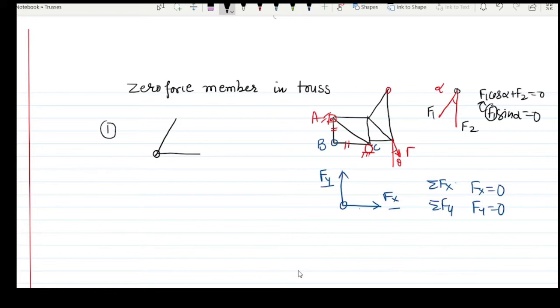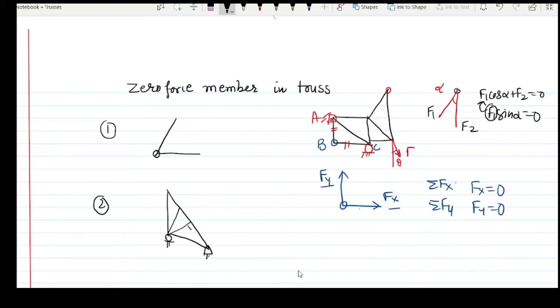The second situation which is generally asked is a condition where we are having two collinear members with a side branch. For example, we are having a truss in this way where this is one joint and this is another joint, and there are members connected in this fashion.